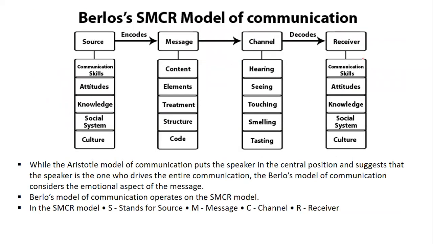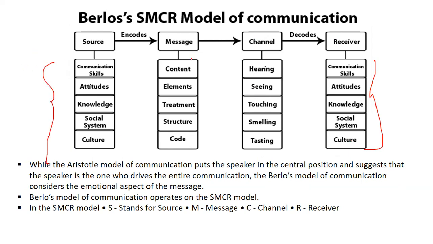Now in Berlo's model, we can see SMCR. The acronym SMCR stands for: S for source, then message, then channel, and then receiver. When we talk about the source, what does source indicate? Source indicates your communication skills, that is, from the sender to the receiver. So source indicates your communication skills, your attitudes, your knowledge, your social system and culture, which is applicable even to the receiver. So sender and receiver have these components which you can see.